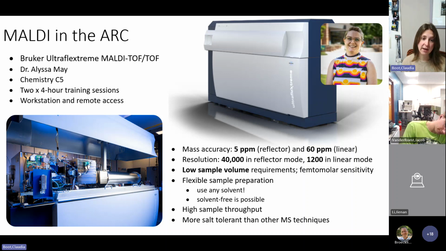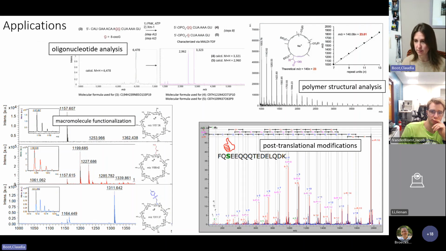There's workstation and remote access to this system, and for your mass accuracy, you can get down to 5 ppm in reflector mode and 60 ppm in the linear mode. Resolution is about 40,000 for reflector and 1200 in linear. This has low sample volume requirements and femtomolar sensitivity. You can use it with any solvent, and even solvent-free solids are possible. So that's the story about the MALDI.